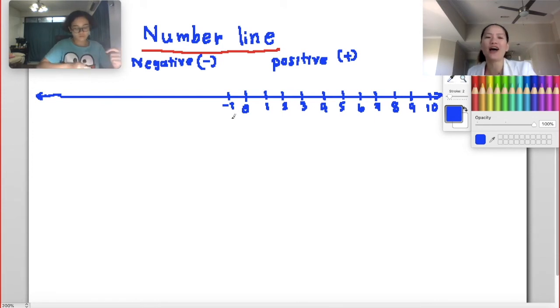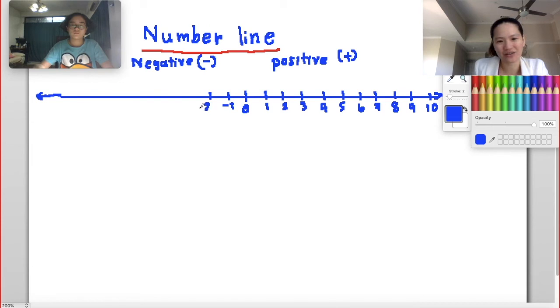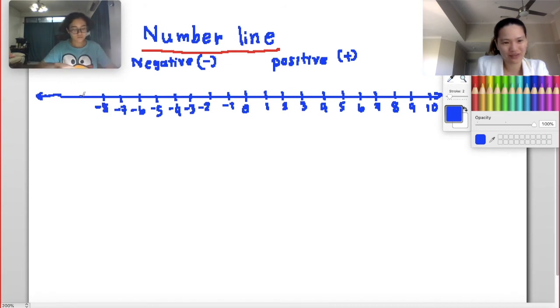Okay, the meaning of negative numbers. For example, Leila, you borrow my money, $10. That means you owe me $10. So you have a negative number, negative 10. Let's go: negative 2, negative 3, negative 4, negative 5, negative 6. Leila, can you write it out please? I would like to see your writing soon.